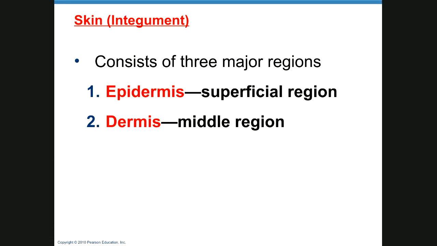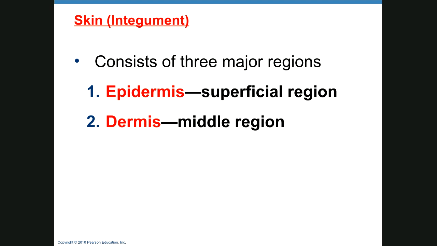Okay, so the first thing we're going to look at is we're going to spend a lot of time looking at the biggest organ of the integumentary system, which is the skin. And notice that the skin is considered to have, it says 3 major regions, and then it only tells you 2. There's actually 2 major regions, but the third one, which is the hypodermis, is not technically considered a part of the skin. So that's why it says 3, but it only mentions 2.